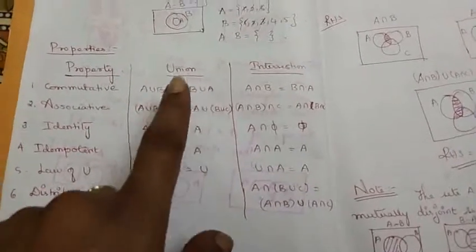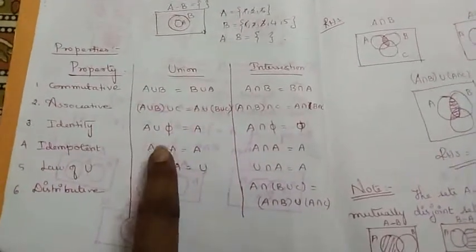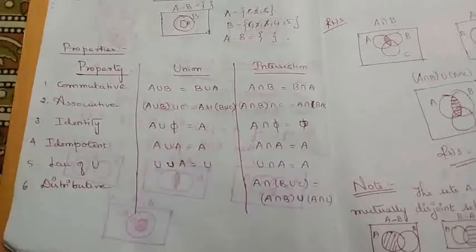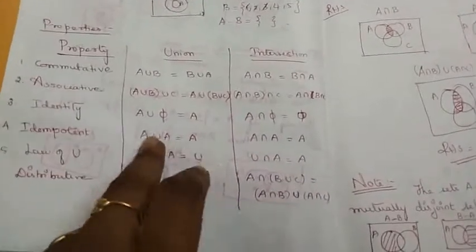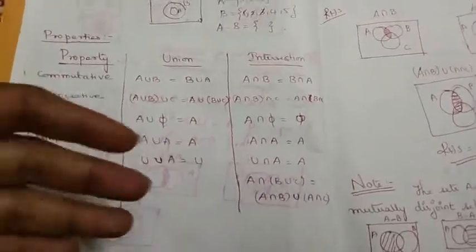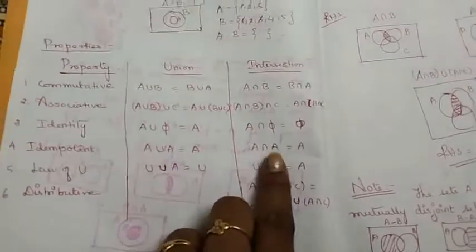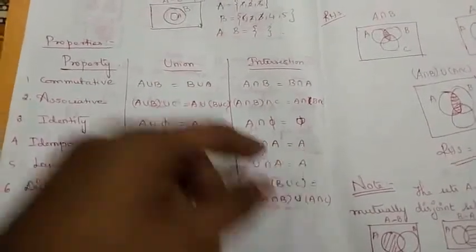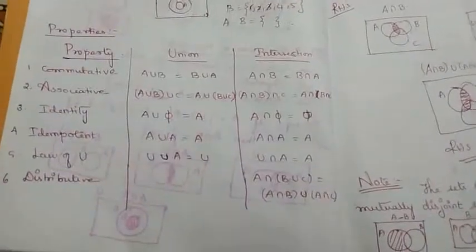Idempotent means doing the operation with the same set. A union A: if you find it, the union is going to be again the same set A, because all the elements are going to be repeated. A intersection A is also the same set because all the elements will be in common.